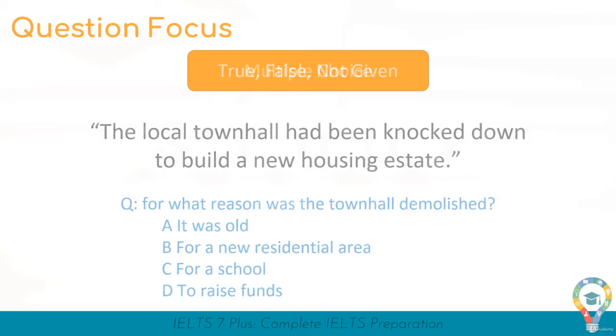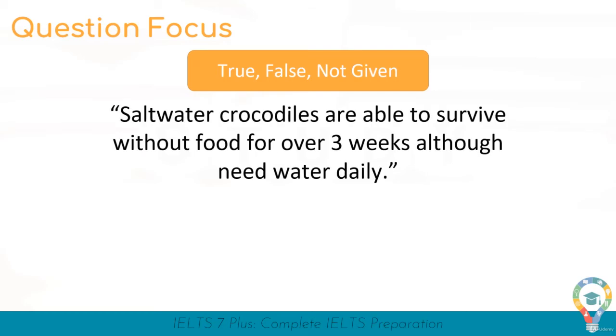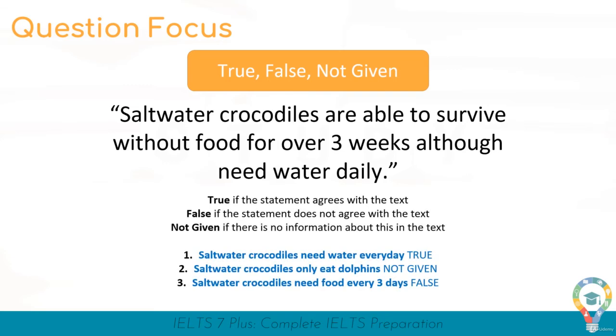Moving on to our next question type, true, false, not given. And again, this is a very popular question type in the IELTS reading test. Here's the text. Saltwater crocodiles are able to survive without food for over 3 weeks, although need water daily. And here's what a true, false, not given question type looks like.